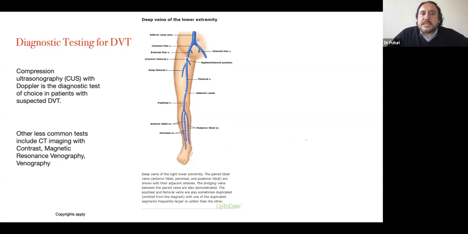So the diagnostic testing for DVT, simple, not expensive, is really ultrasound with Doppler, which is what I usually order and what I recommend. Doppler helps with the evaluation of flow. Other less common tests are things like CT imaging with contrast, magnetic resonance venography, or venography itself, rarely used.